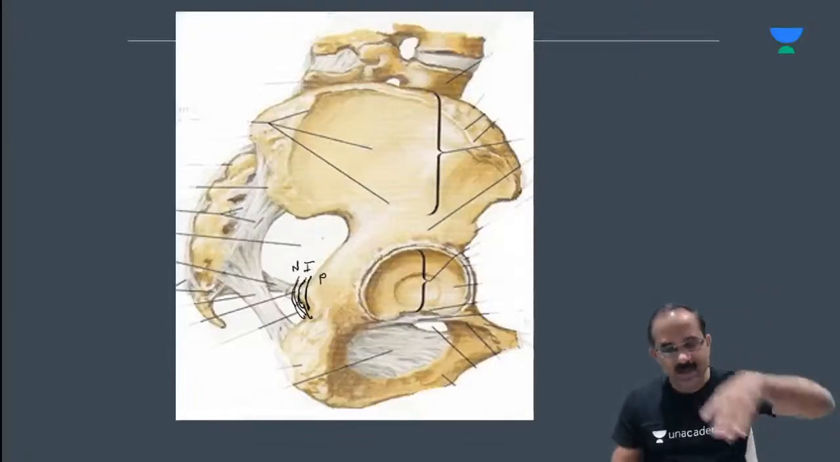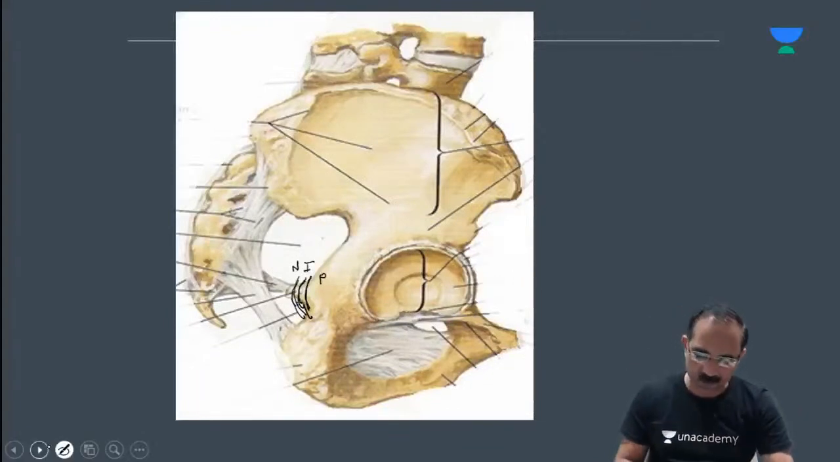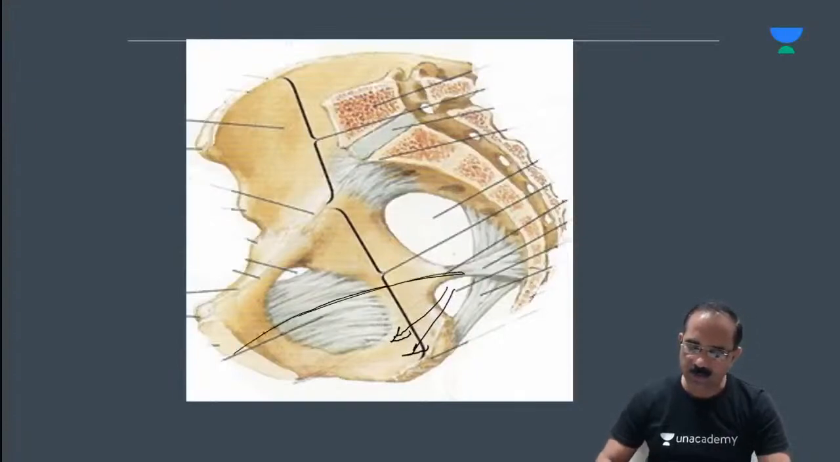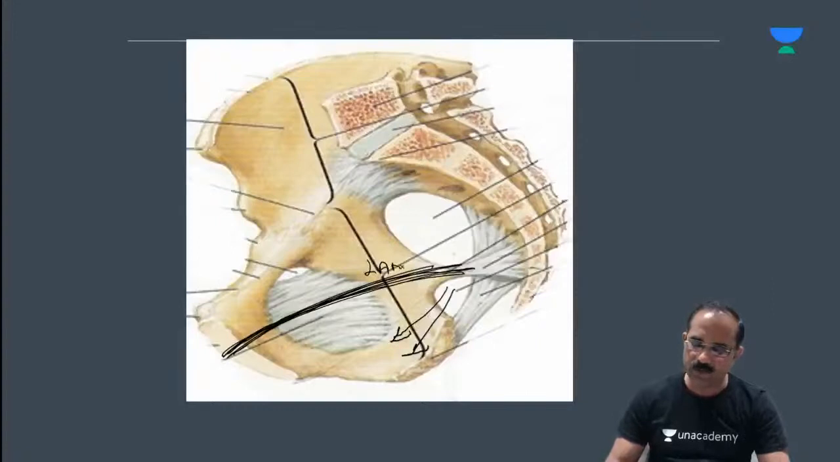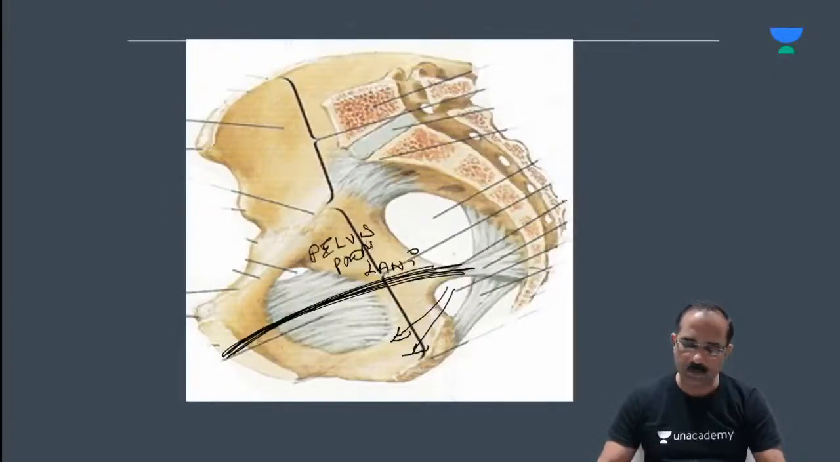And the moment they enter into the lesser sciatic foramen, students, they now come into what is this region? Below this line. This line gives origin to a muscle which is known as the levator ani. Above the levator ani, this is what we call the pelvis proper. And below the levator ani, this is what we call the perineum.